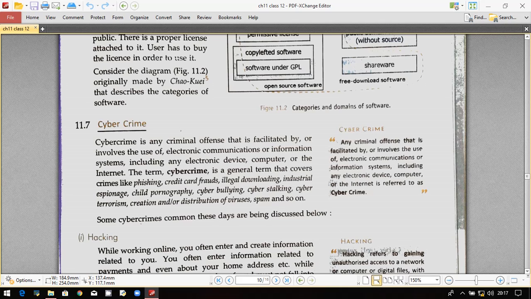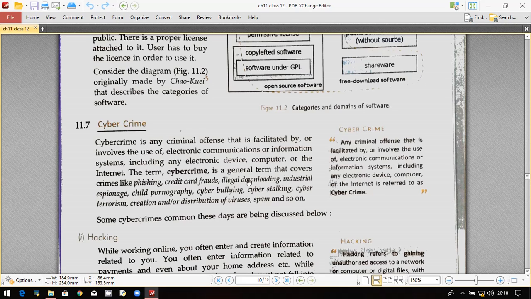So here, first of all, let's have an introduction to cybercrime. So what is a cybercrime? Cybercrime is any criminal offense that is facilitated by or involves the use of electronic communications or information systems, including any electronic device, computer, or the internet. So cybercrime can be committed by using these types of electronic communications or electronic devices. You can say the computer, the mobile phones, or the internet.